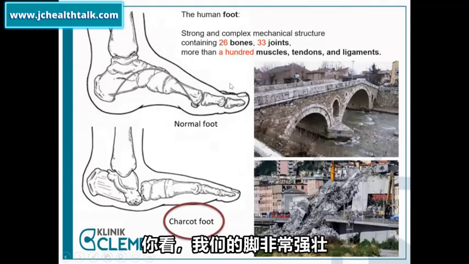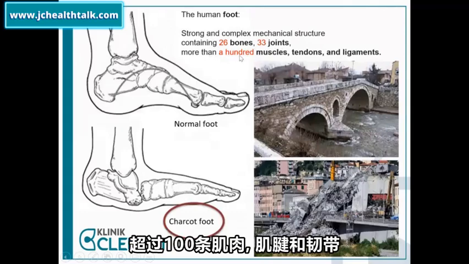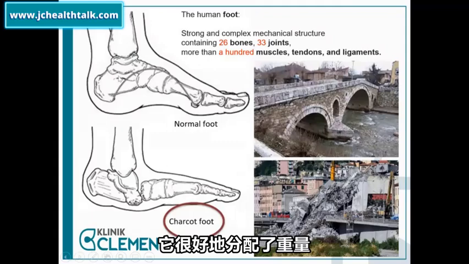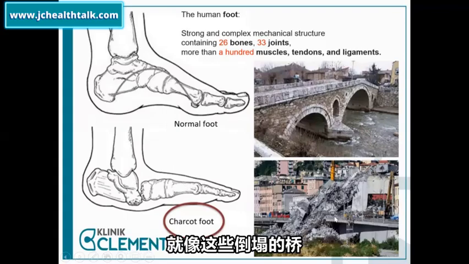You see, our feet are a very strong and complex mechanical structure that contains 26 bones, 33 joints, and more than 100 muscles, tendons, and ligaments. It forms a beautiful arch like this to distribute the weight nicely. But in diabetes, there is a condition called Charcot foot, where the small bones and the big bones collapse and then fracture and heal, recover, and then refracture, making it a very messy place, just like this collapsed bridge in the picture here.